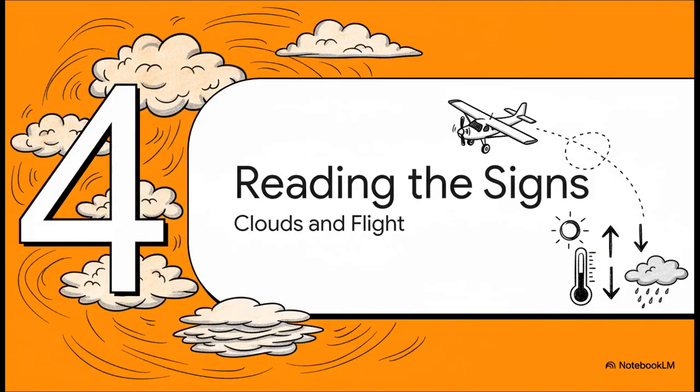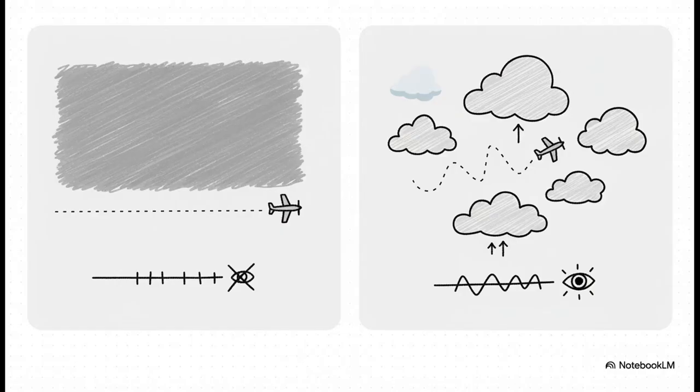So, here's where it all comes together. This is the crucial part. We have all the pieces of the puzzle, we know how to identify clouds, and we know the processes that create them. So now we can put it all together to actually read the sky and understand what it means for flying. And this comparison just lays it all out perfectly.